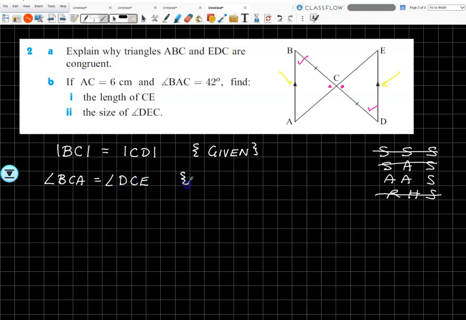Why? Vertically opposite. Now we're doing the parallel line bizzo. So angle ABC is equal to CDE, and why? Cannot just say parallel lines, right? So in this case, it's like the alternate, there we go.